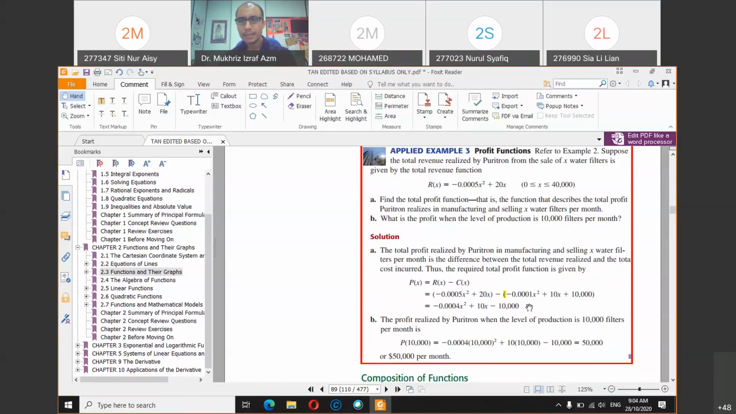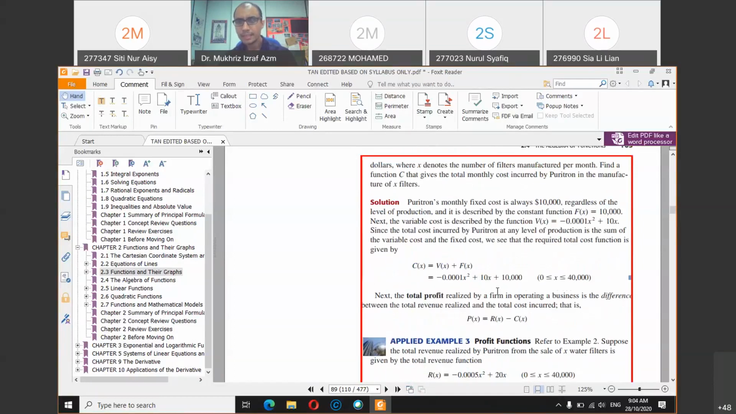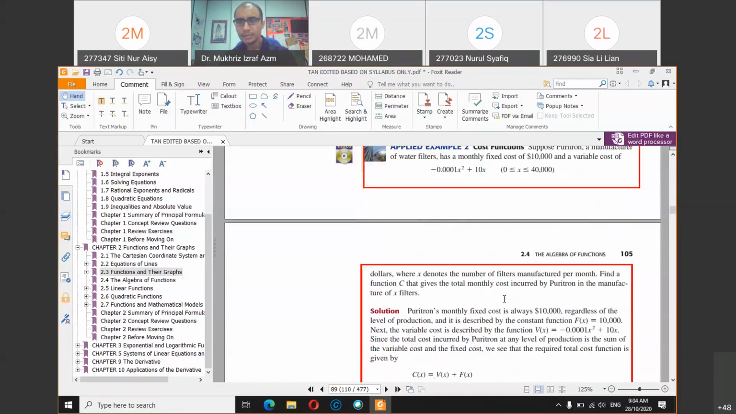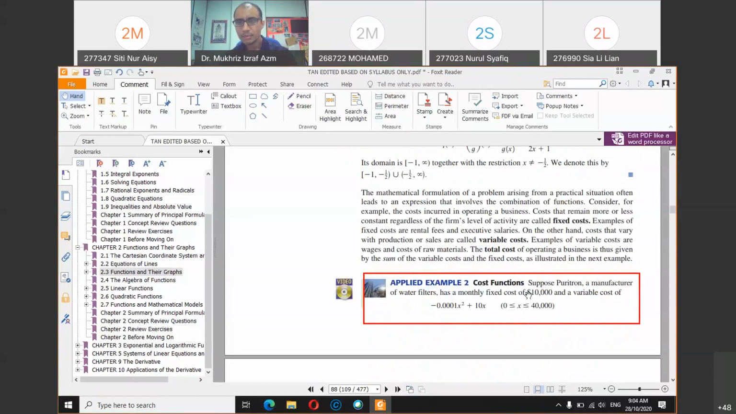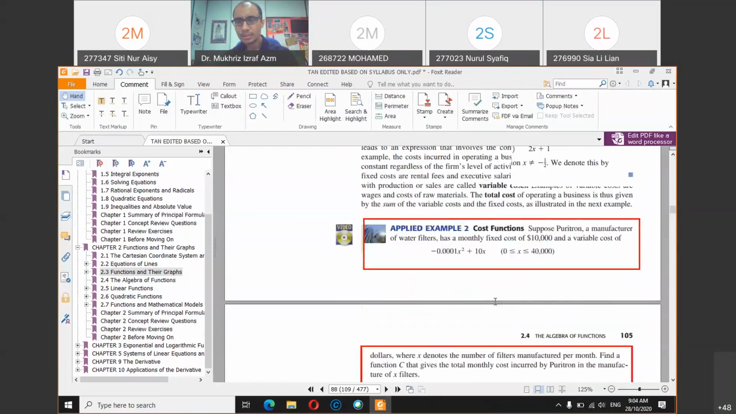But again, the application of economics is where you find TR minus TC. First you construct the total cost, whereby you add fixed cost plus variable cost. If you don't understand the concept of total cost, then you will not know how to construct the total cost function.